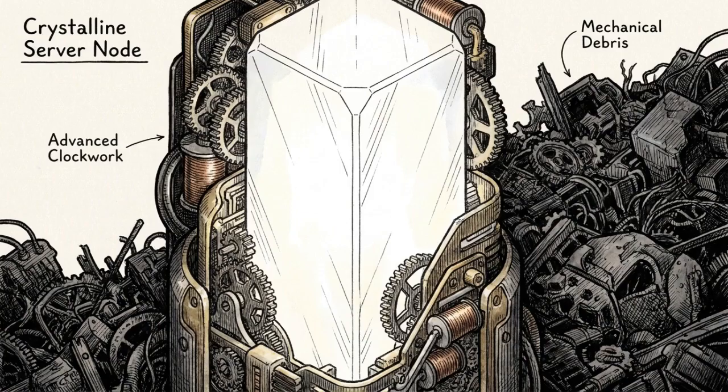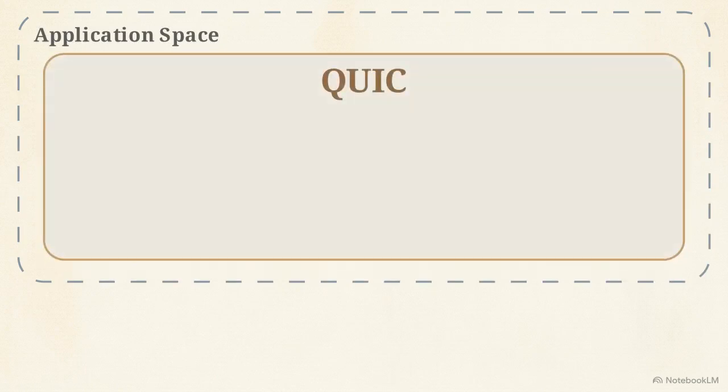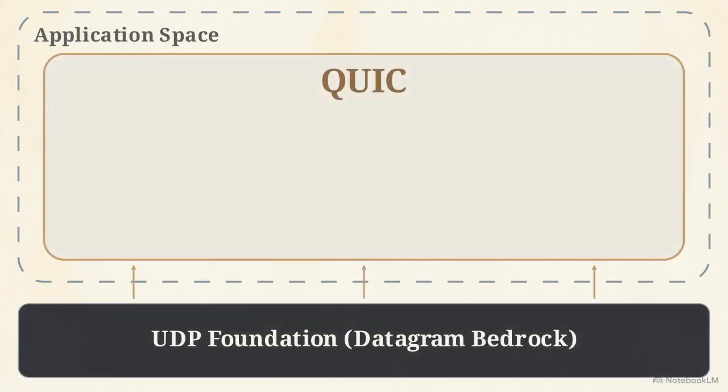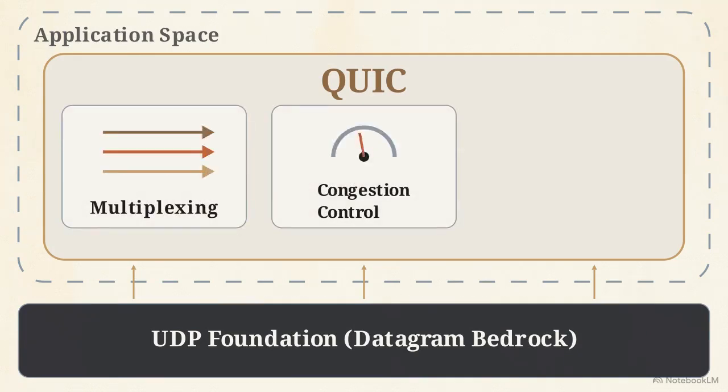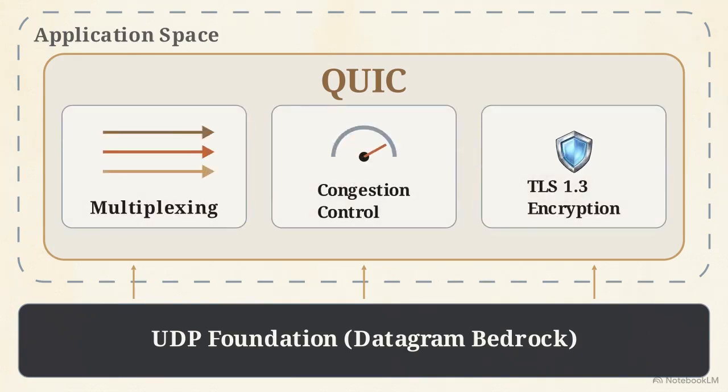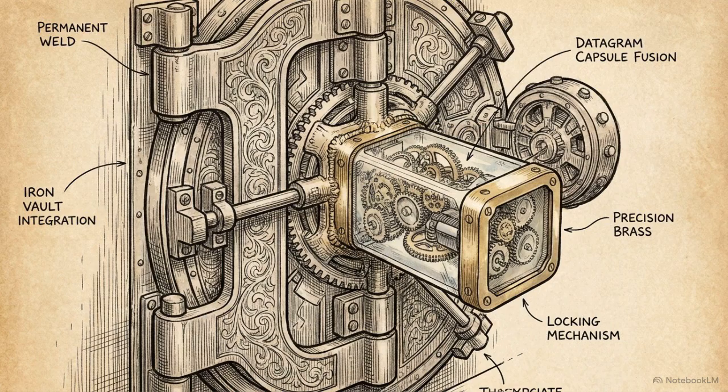But the most significant shift in transport architecture is the QUIC protocol, formalized in RFC 9000. This diagram shows QUIC operating within the application space. It uses UDP as a raw, underlying datagram bedrock, but builds multiplexing, congestion control, and TLS 1.3 encryption directly on top of it. Because the transport and encryption handshakes are combined, QUIC achieves a zero RTT connection for returning clients.